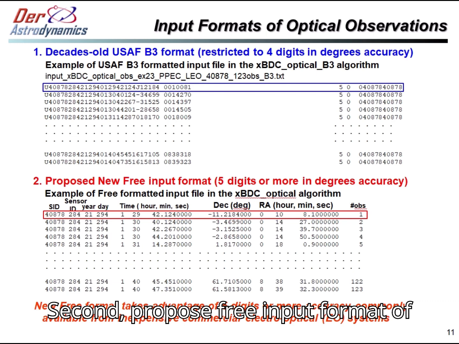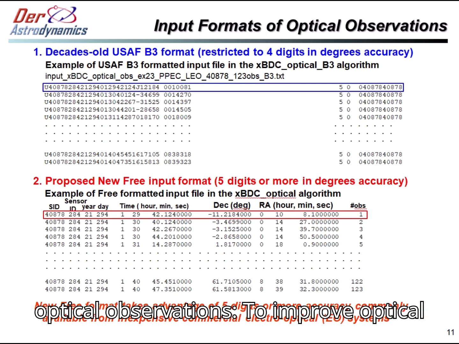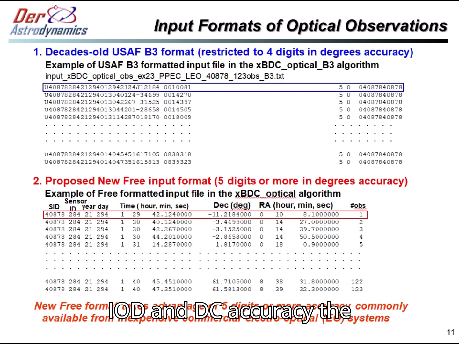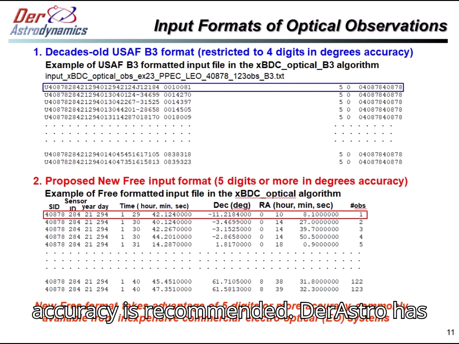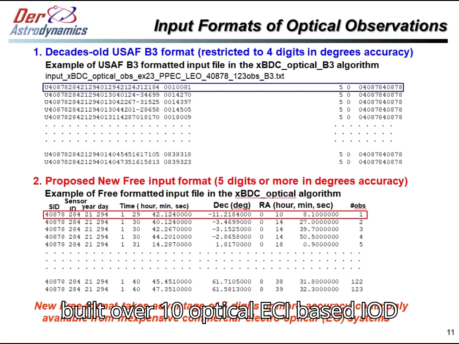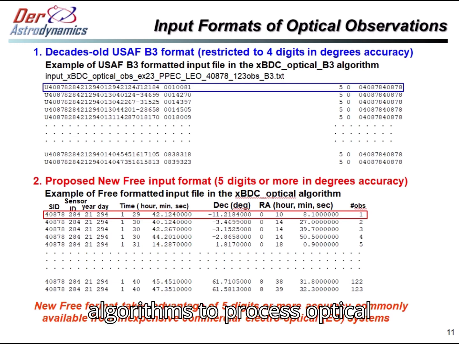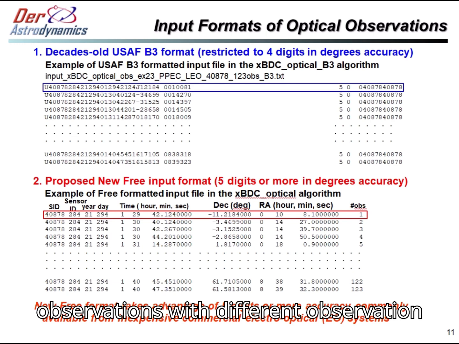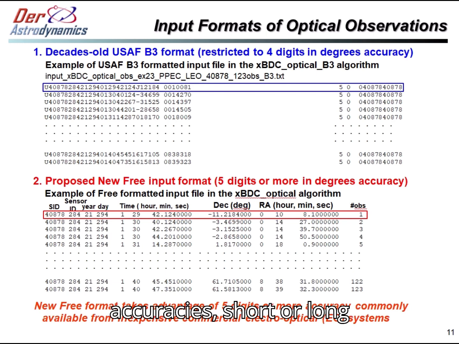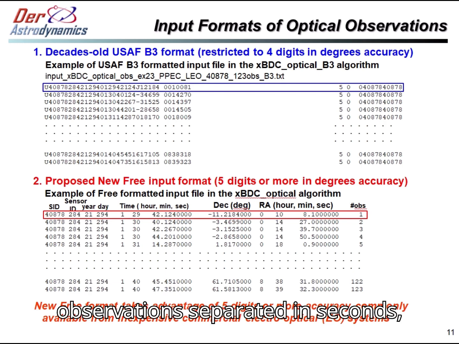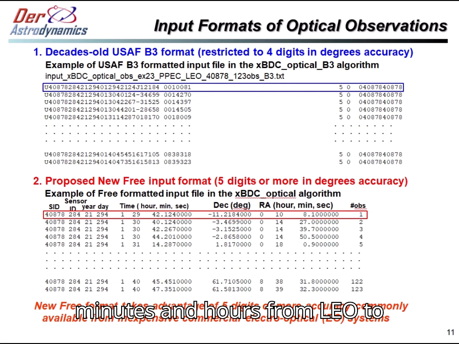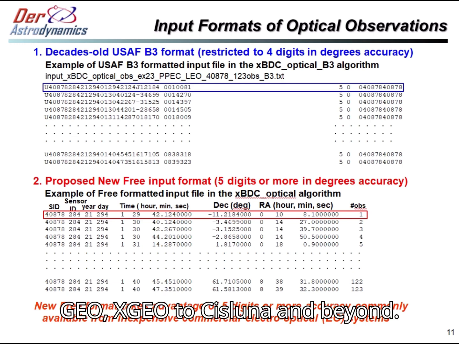Second, the proposed free input format of optical observations. To improve optical IOD and DC accuracy, the proposed free format of optical observations that takes advantage of 5 digits or more accuracy is recommended. The De Astro has built over 10 optical ECI-based IOD algorithms to process optical observations with different observation accuracies, short or long arc or time spans. Observations separated in seconds, minutes, or hours from LEO to GEO, XGEO to cislunar and beyond.